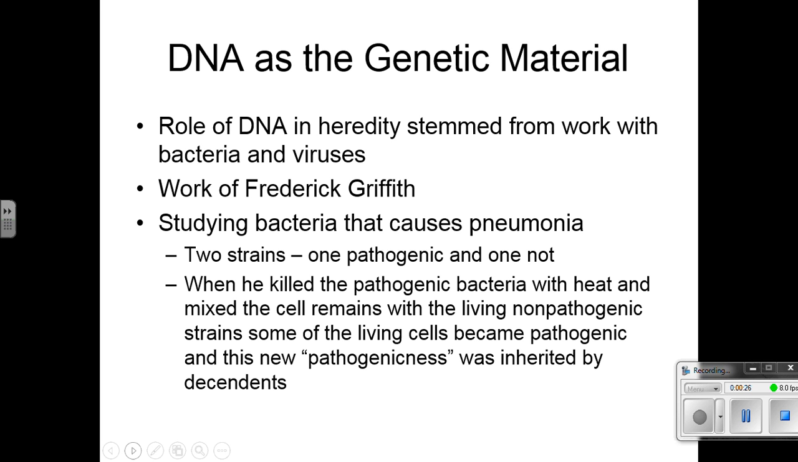DNA is the genetic material. We didn't always know that DNA is what made us who we are. We didn't know that DNA passed from parent to offspring. It took a lot of years of research to figure that out. The role of DNA in heredity stemmed from work that scientists did with bacteria and also viruses. Remember, viruses are not alive, but one of the defining characteristics is they contain either DNA or RNA, and they can pass that along to living cells.